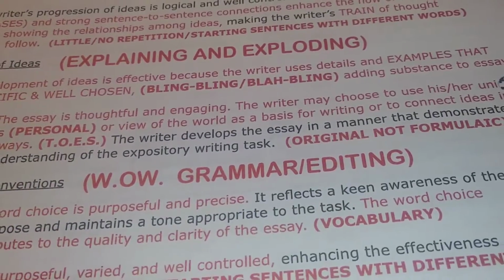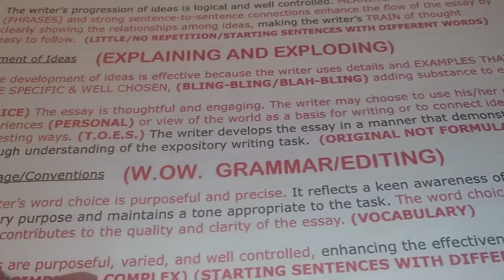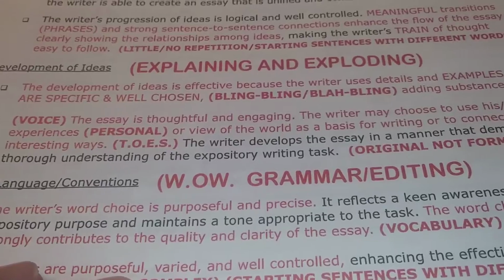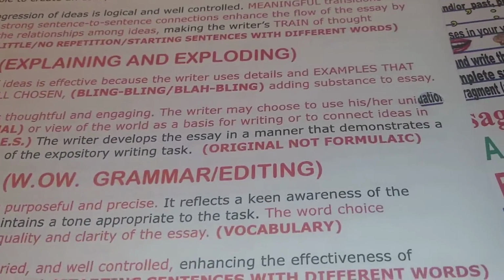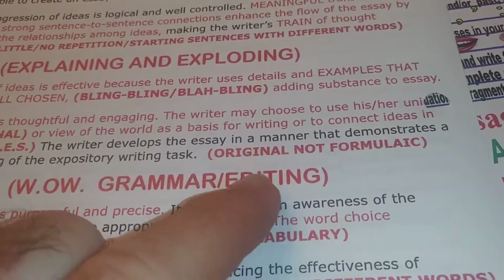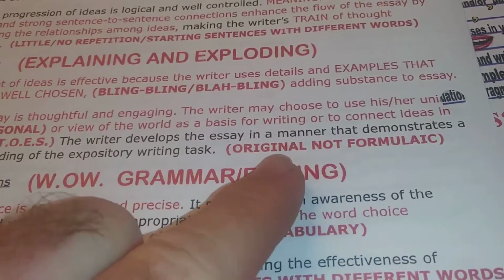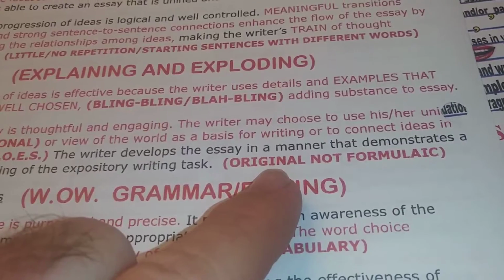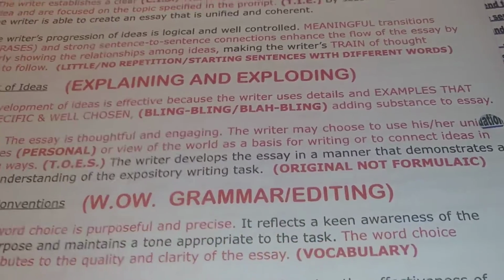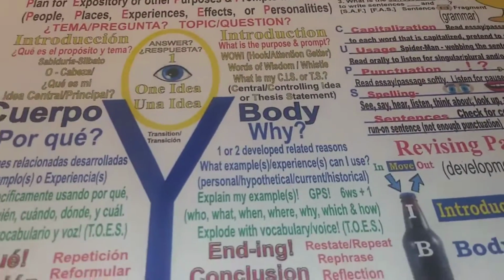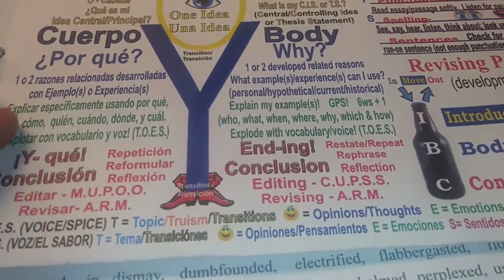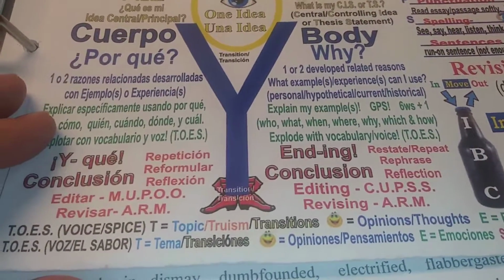The last sentence says, the writer develops the essay in a manner that demonstrates a thorough understanding of the expository writing task. Okay? And in this same area, in a 2, it says that things are formulaic. So things have to be done in an original, unique way, not a formulaic way, if you want to really try to get 4s. So there's a saying, don't judge a person until you've walked a mile in their shoes.